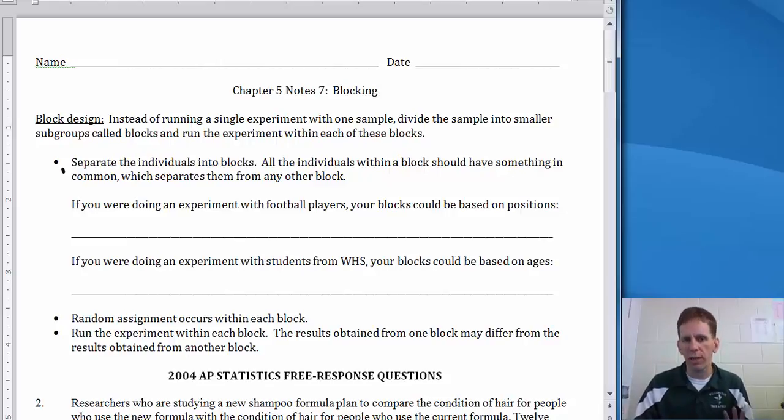With block design, instead of running a single experiment with one sample, we're going to divide our sample into smaller subgroups called blocks, and we're going to run the experiment within each of these blocks. Here's how block design works.